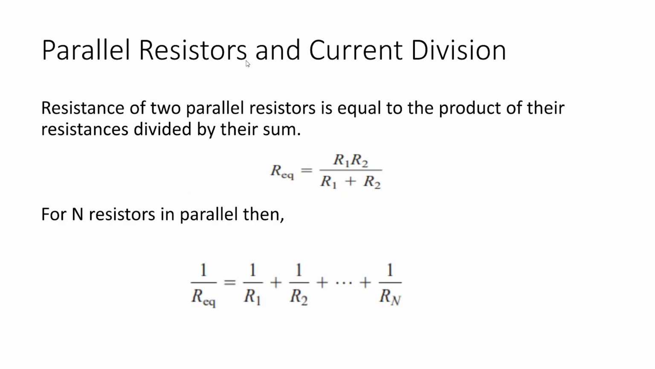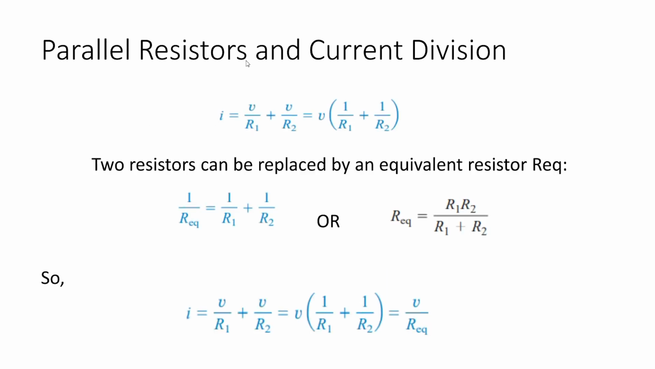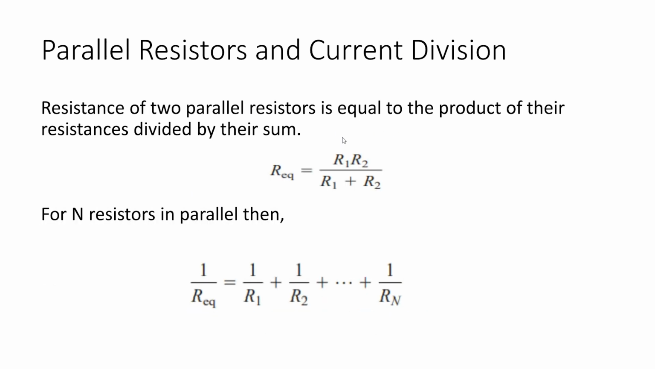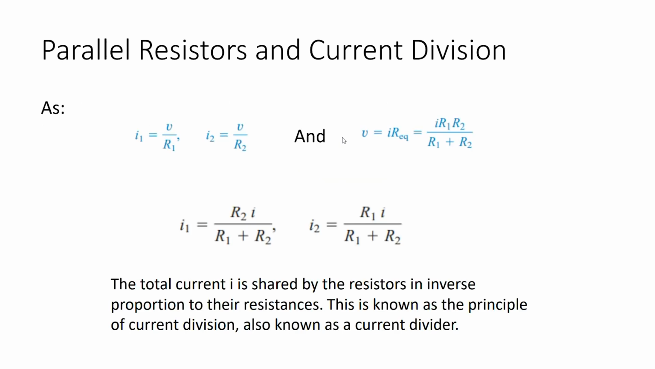In parallel resistors, we can also use an equivalent resistance, but it is slightly different, because it is not exactly the sum of all the resistances. Instead, the equivalent resistance is equal to the product of the two resistances divided by the sum of the two resistances. But for n resistors in parallel, it will be the sum of the reciprocals up to the nth resistor.